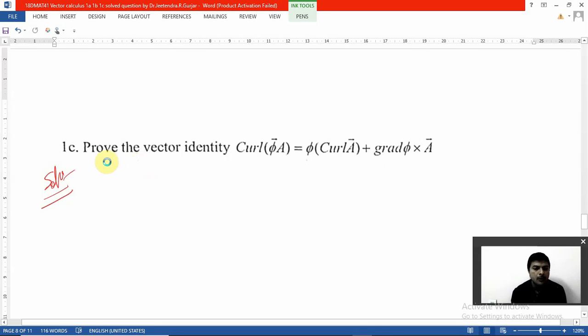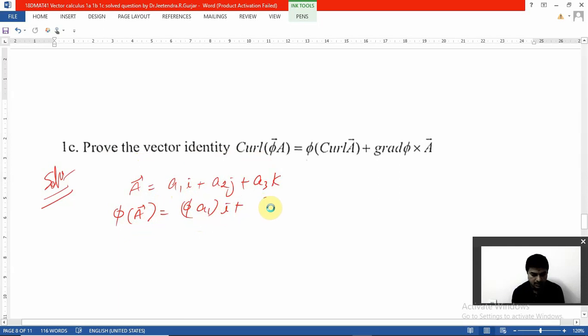Yes students, here we can see a vector identity. Whenever they give a vector identity, please see that A bar is always a1 i plus a2 j plus a3 k. Then we see phi of A bar they have given, so this is phi a1 i plus phi a2 j plus phi a3 k. So this type of question is always given as a vector identity.